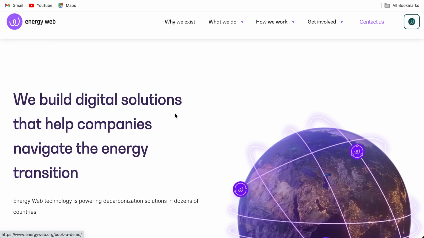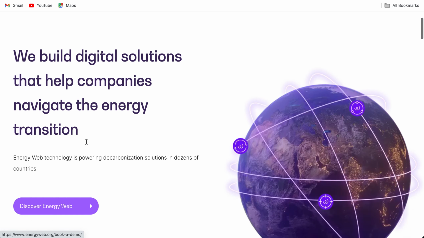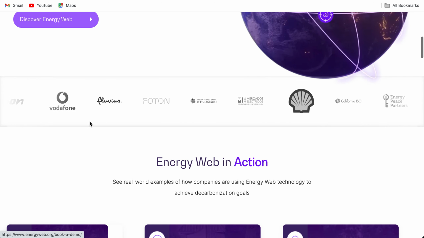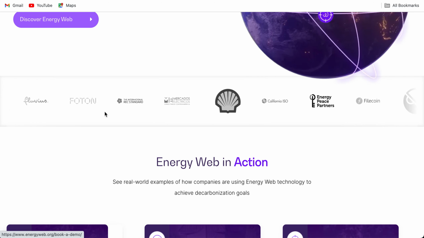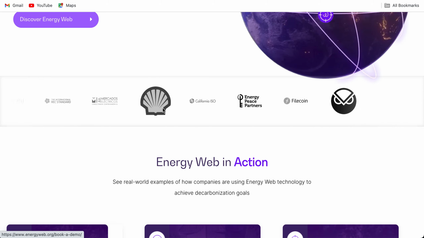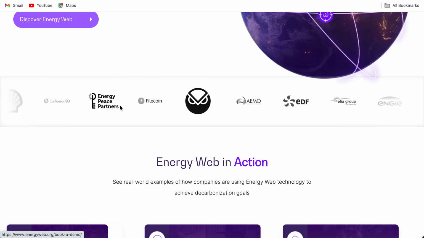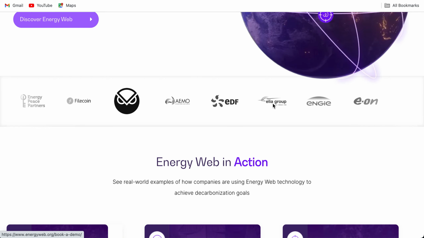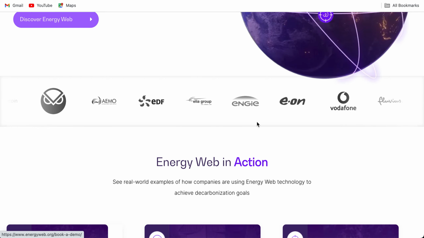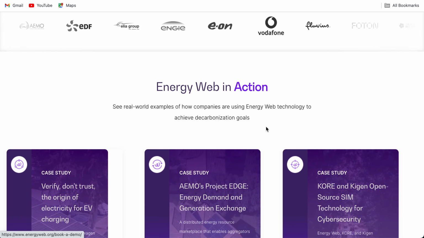They have a clean and slick website, guys. We build digital solutions that help companies navigate the energy transition. Look at the collaborations: Vodafone, Photon, Shell, California ISO, Energy Peace Partners, EDF, Elia Group, NG. So yeah, they're collaborating with some key players.